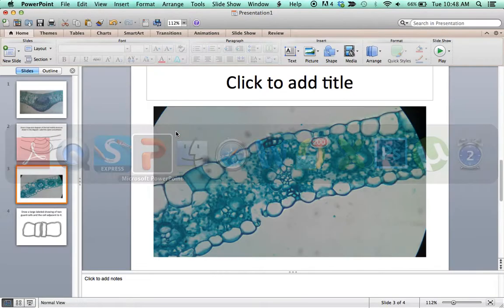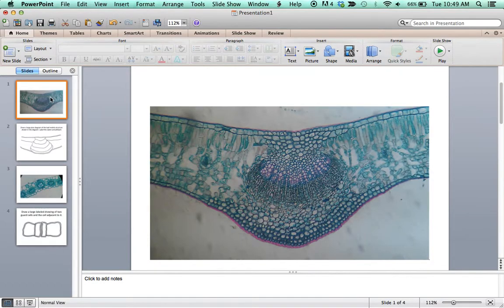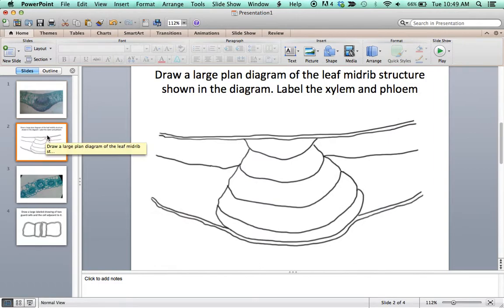So let's look into one of these structures. You see this is a dicot leaf, and this section is taken from the midrib, which is the middle section of the leaf. So let's say the instructions were to draw a large plant diagram of the leaf midrib structure shown in the diagram, and label the xylem and phloem. So now what do you need to do first?